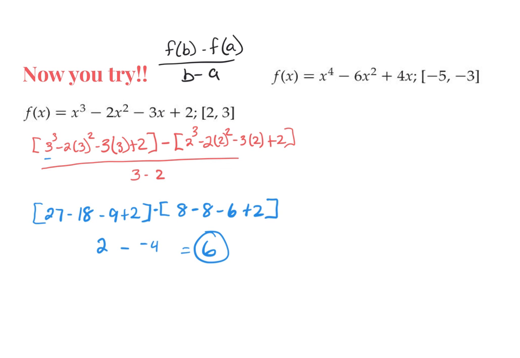For the first function, when we plug in the number 3 for the function f of x, we end up with 2 as our answer. And when we plug in a into our function, we end up with negative 4. So we're left with 2 minus negative 4, which is equal to 6, and 3 minus 2, which is just 1, so 6 over 1 gives me 6. So the average rate of change is 6.